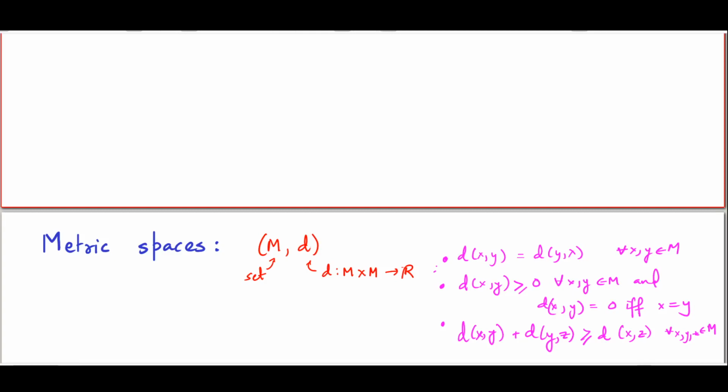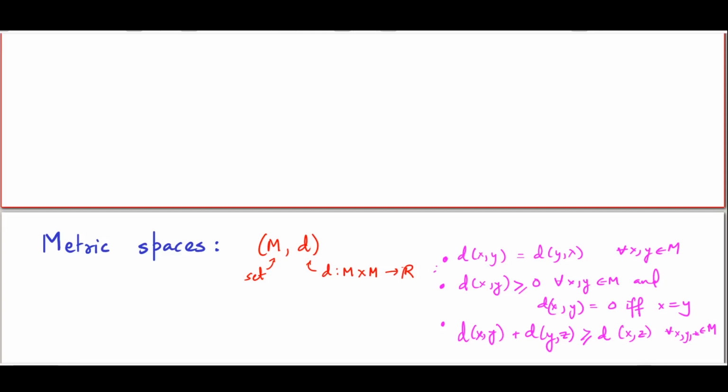For any two elements x and y of M, d(x,y) must be the same as d(y,x), which squares with our standard conventional notion of distance. Also, the distance between 2 points has to be a non-negative number, and it is 0 if and only if the 2 points are identical. Finally, we have the third very important property of a distance, the so-called triangle inequality. d(x,y) plus d(y,z) is always larger than or equal to d(x,z) for any 3 points x, y, and z of M.